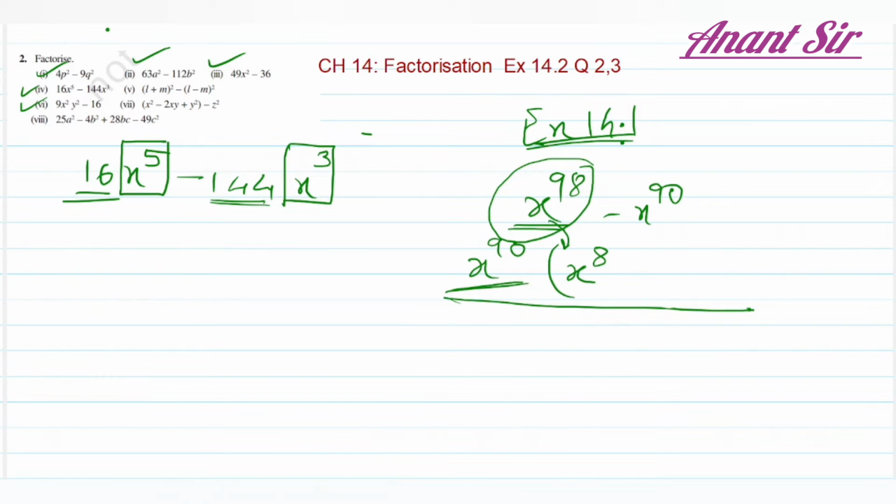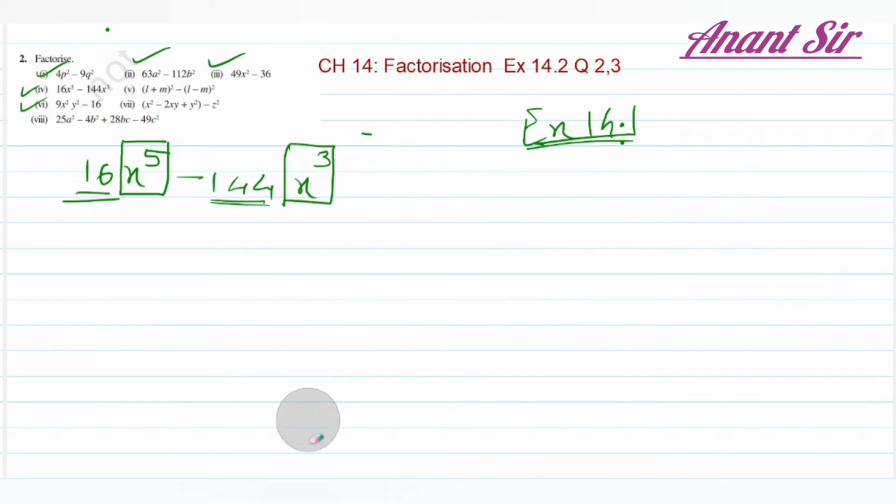But there is a second term also. What remains in the second term? Nothing, because x raised to 90 is taken common. But what was the coefficient here? It was 1. So this should be our final answer. This is how we take common between powers of x. So now here it is x raised to 5 and x raised to 3 in the second term. So we take the minimum power common. So I take x raised to 3 common.